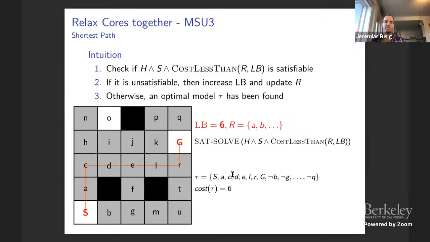And I've noticed in Matti's presentation that I'm actually saying in my examples, we're not going to incur cost for the starting or goal node. So hence the cost of an optimal solution for me is going to be six. So we visit six nodes along the way. That's a minor difference. Sorry about that.